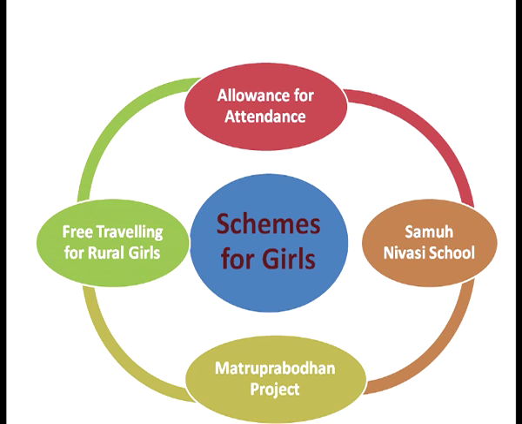These schemes mainly included the allowance for attendance, Samuh Nivasi schools, Matru Prabodhan project and free travelling for the rural girls. These are the major schemes which had been launched by the state of Maharashtra for the upliftment of girls' education in the state. Now, what do these schemes signify?